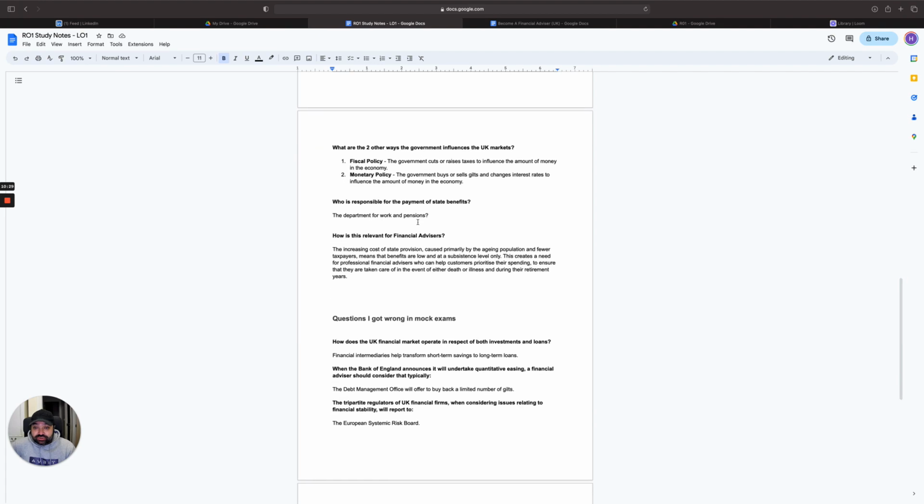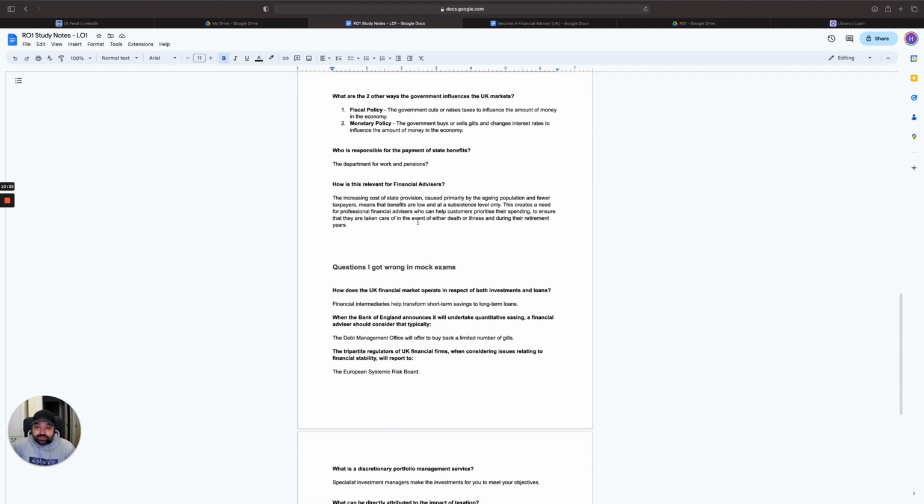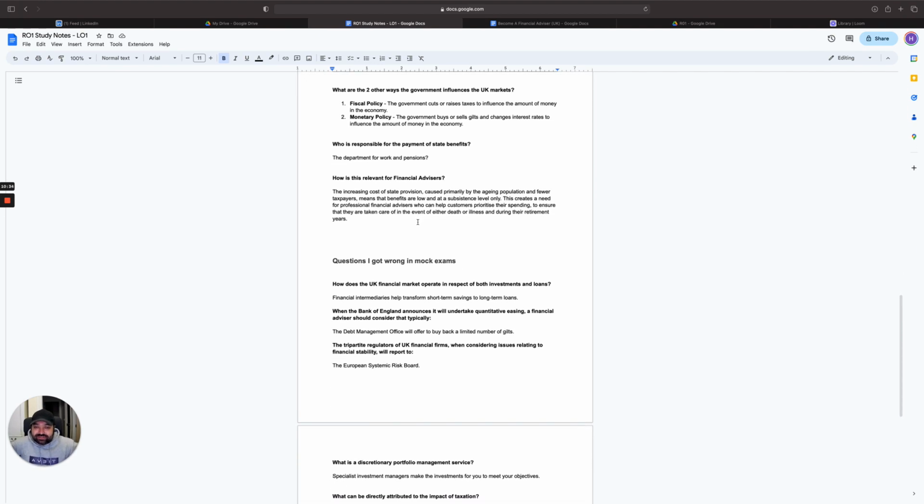What are the two other ways the government influences the UK markets? If you've ever studied economics, you will have heard of these: fiscal policy and monetary policy. Fiscal policy is when the government cuts or raises taxes to influence the amount of money in the economy. Monetary policy is when the government changes interest rates to influence the amount of money in the economy, or buys or sells gilts, like gilt-edged securities.